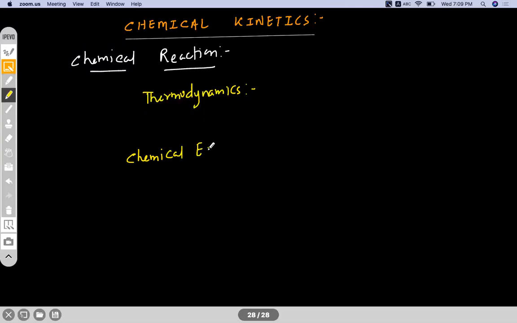What information do we get from these two chapters for a chemical reaction? Thermodynamics and chemical equilibrium. Thermodynamics gives us the idea of feasibility of a reaction, yes or no? It tells us that under a given set of conditions, whether the reaction is possible or not. And for that, what is the condition? Yes, tell me, what is the condition?